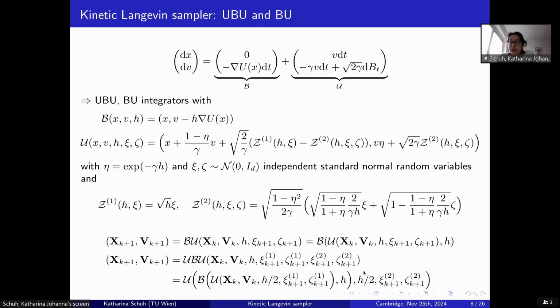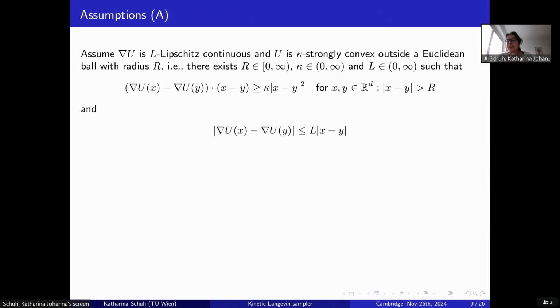And yeah, having now introduced these schemes, I want now to fix the setting I'm interested in, so which kind of probability measures I will look at. I said I'm interested in potentials which are not strongly convex, but still have some properties. In particular, we assume that the gradient of U is Lipschitz continuous, and I assume as well that the potential U is only strongly convex outside a Euclidean ball.